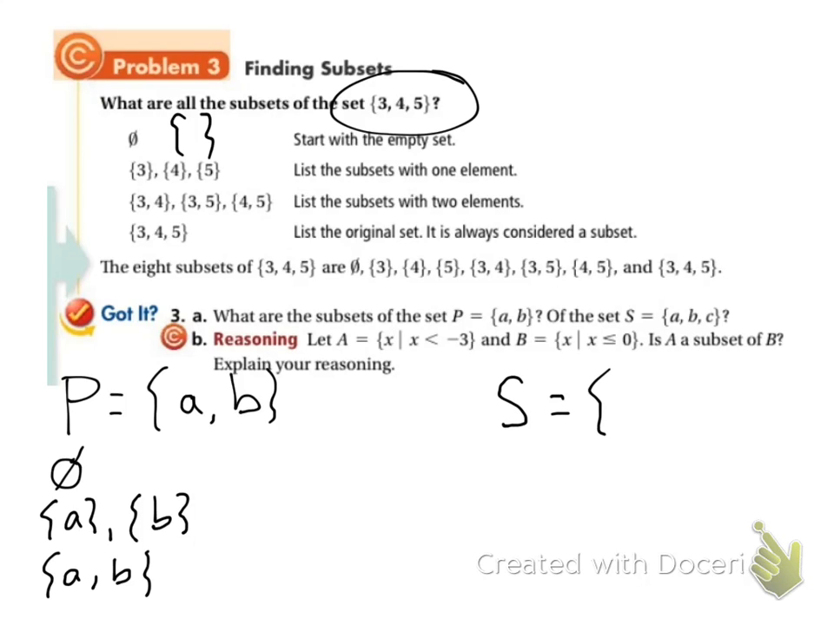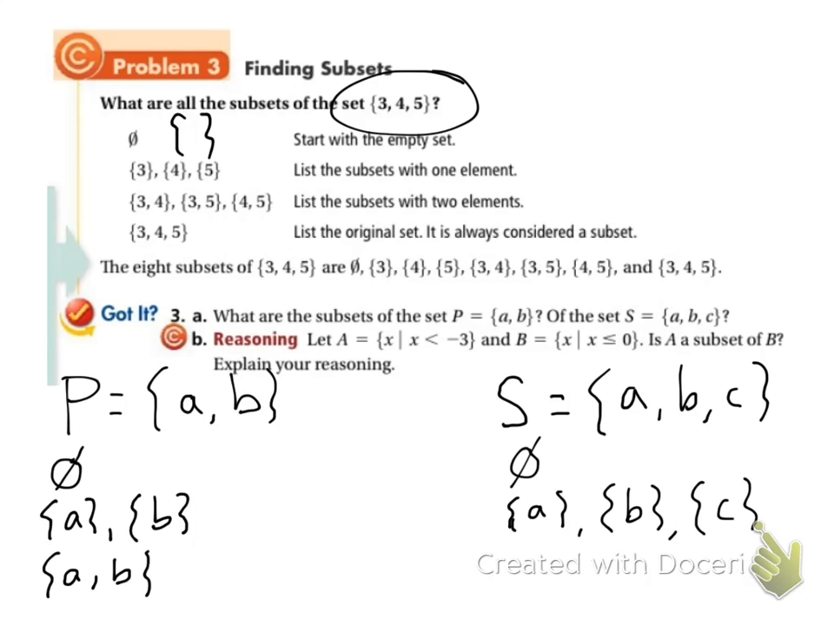Here's another one, A, B, C. So I can take the empty set first. Then I'll take sets with just one element, so just A, just B, just C. Then I can take 2, so A, B. Remember to use commas in between there. B and C, and A and C. And finally, I could take my whole set, so A, B, C. This one also has 8 subsets, like the first problem.